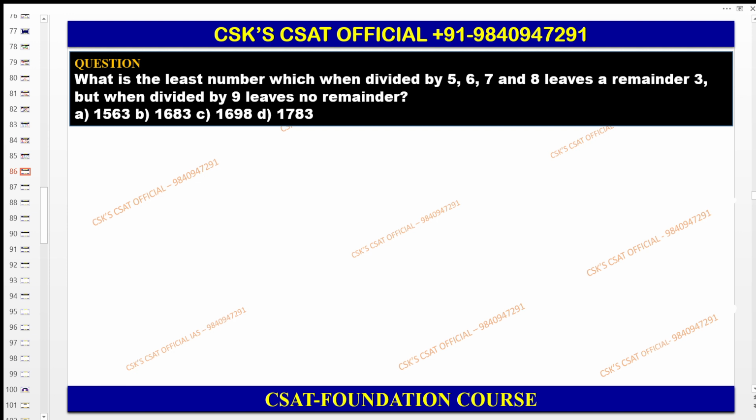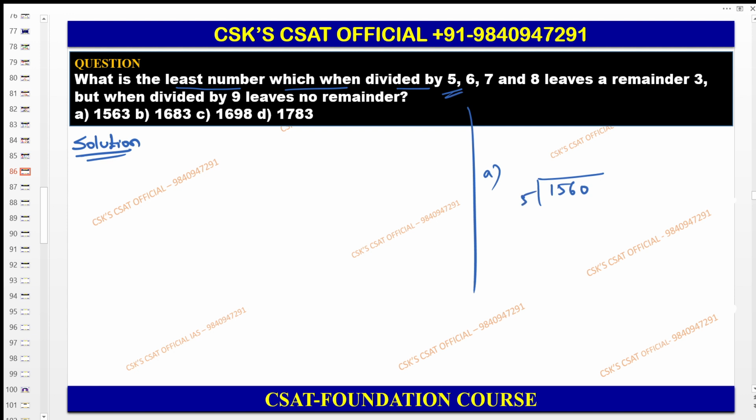Anyhow, this model was asked in 2021, 2022. Now listen very carefully how to solve this kind of question. The question here deals with the least number which, when divided by certain numbers, leaves a remainder. If you know the logic, you can do it. If you don't know the logic, go with the school method. Now listen, I will tell you the school method. I am taking the option method. I am going with dividing by 5.